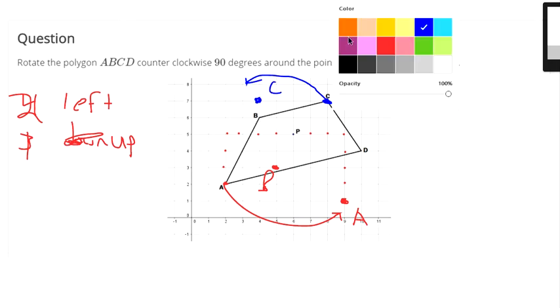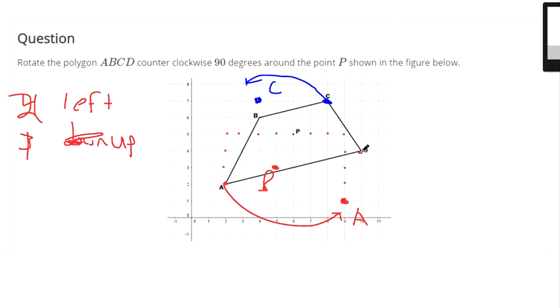Maybe a different color for D just to distinguish. D is 1, 2, 3, 4 left, 4 right, sorry. Gotta know your lefts and rights if you're gonna get this. And then it's 1 down. So to make my rotation, I'm gonna switch the horizontal and vertical numbers.